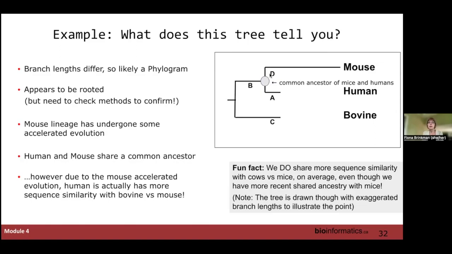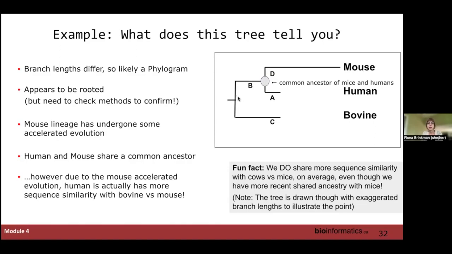But this is implying the mouse lineage, you'll notice, is very long, implying it has undergone some sort of accelerated evolution. And in fact, that's true. Mice have undergone more rapid divergence than humans since their last common ancestor. This node here would be the common ancestor of mice and humans. And this would be the common ancestor of mice, human, and cattle.